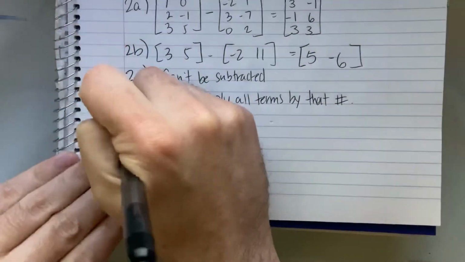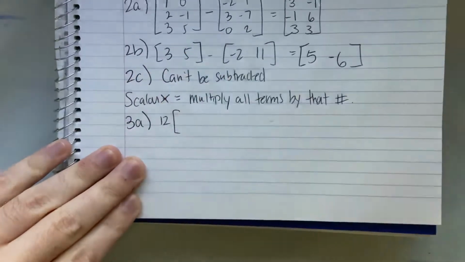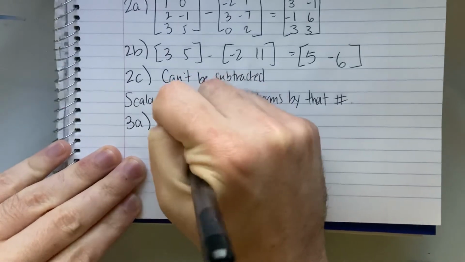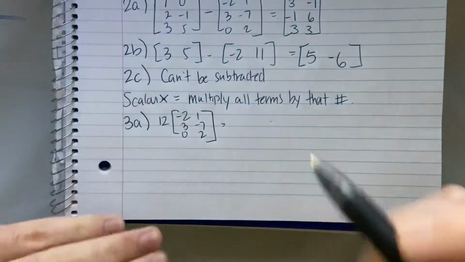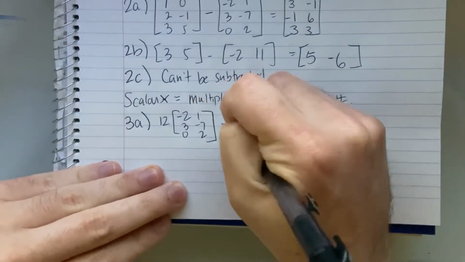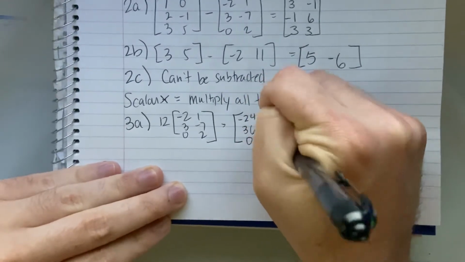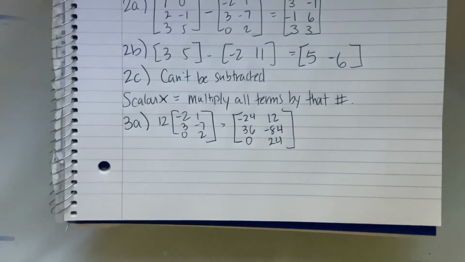So what does that look like? Well, let's go to page 3, 3a. It says 12 times the matrix, -2, 1, 3, -7, 0, 2. I'm just going to take all of these numbers on the inside and multiply them by 12. It'll be -24, 36, 0, 12, -84, and 24. So also, scalar multiplication is very easy because it's just everything gets multiplied by that same number.